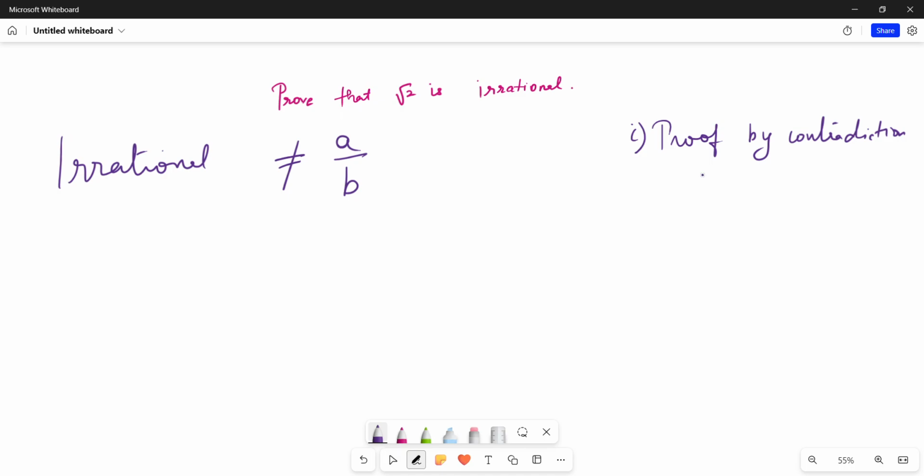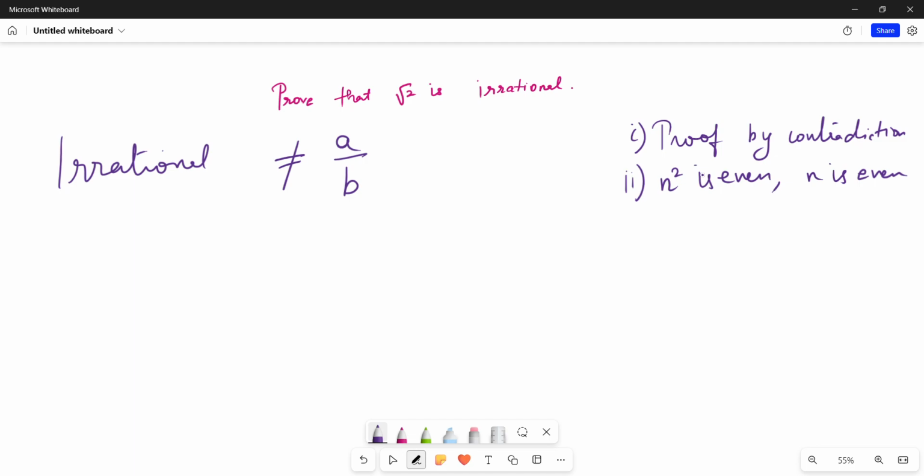And secondly, you should be aware of this property that if any integer n squared is even, then n is also even. This proof also I have worked out for you and uploaded in a video. So please have a look at it. Look at both of these. I will give links to these two videos in the description box below.